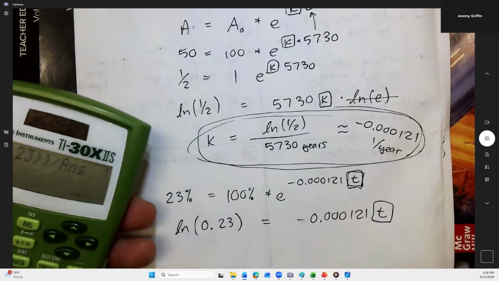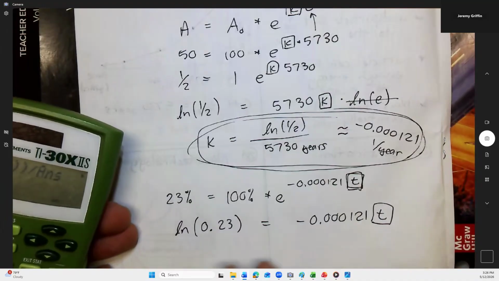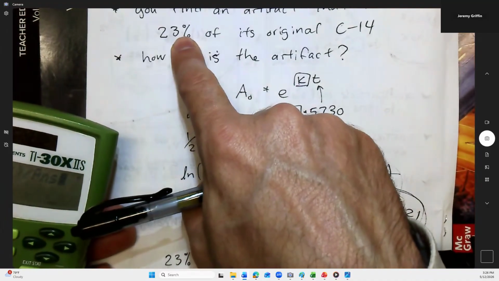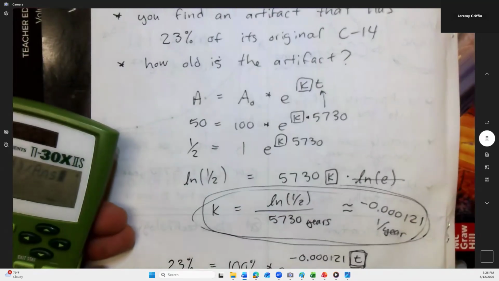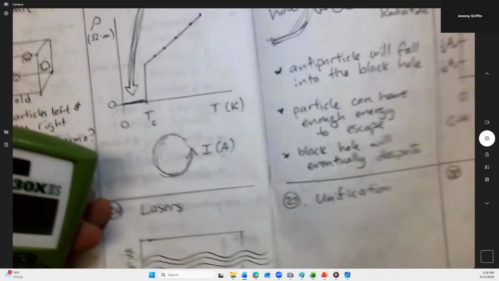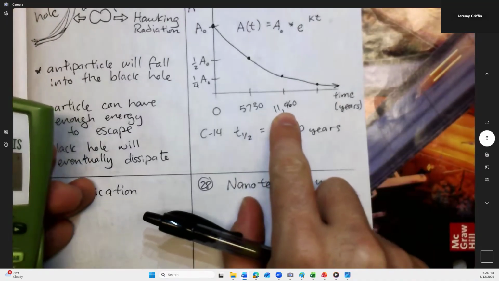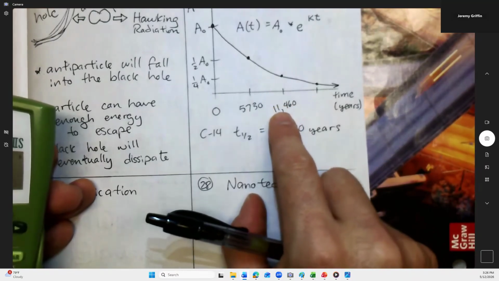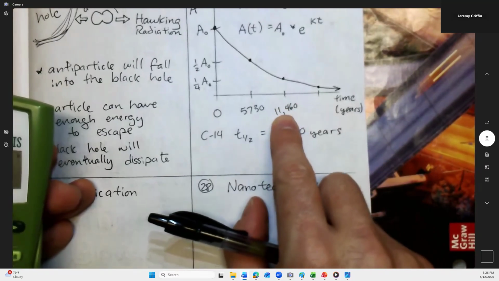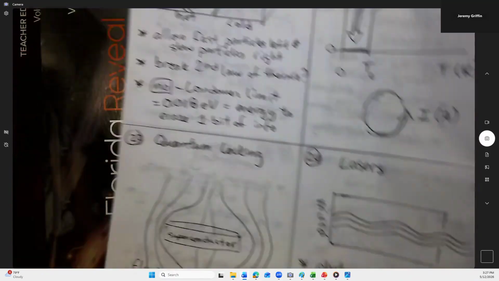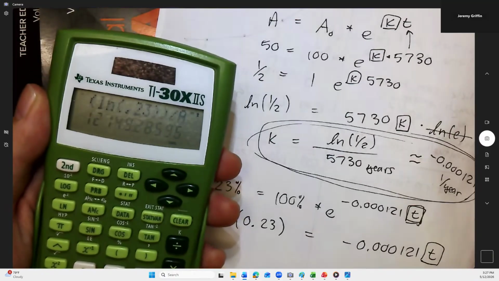Okay. Now, guys, remember before I started on any of this math, I had you come up with an estimate for how much time had passed for this particular artifact with 23% of its original carbon-14. And you guys said it should be approximately how old? Yeah, wasn't it just a little more than 2 half-lives? So I bet it's going to be somewhere between 11,000 and 12,000 years. Do you think between 11 and 12,000 years? Let's see. We're about to find out.